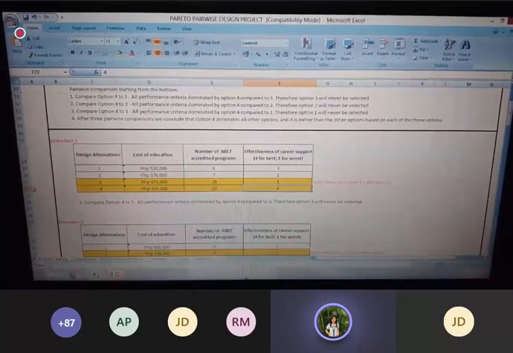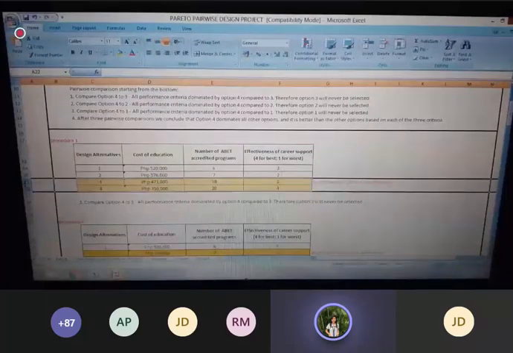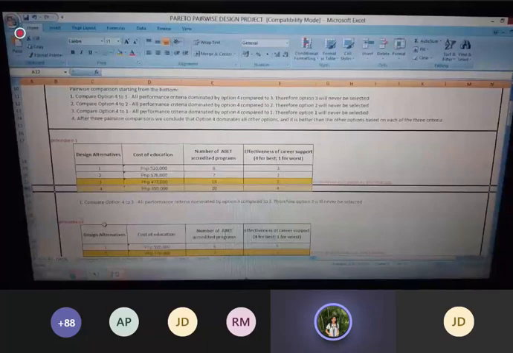So on this particular comparison, comparing design alternatives 4 and 3, all performance criteria are dominated by option 4 compared to 3. So it means that in all criteria, design alternative 4 wins. So this would be eliminated from our comparison, since design alternative 4 dominates. Okay, so we compare 4 and 2 for the next procedure.